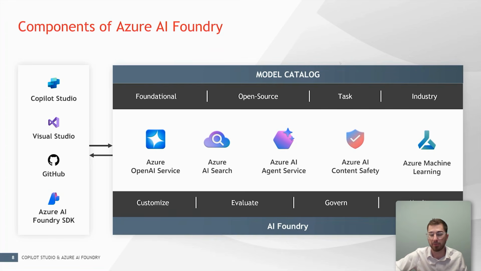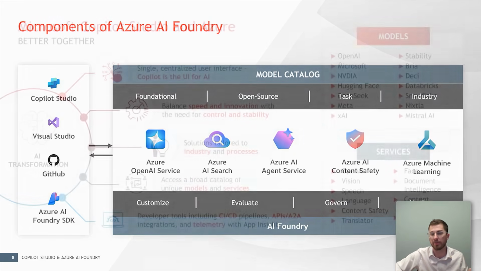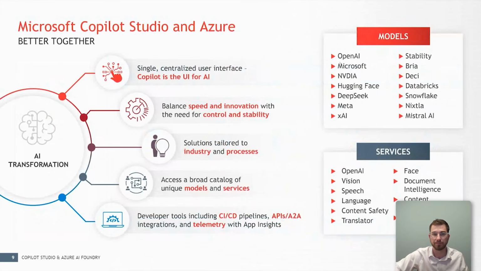You can pull in a breadth of services that are available to you within the Azure ecosystem. And then you can really customize and fine tune the results, putting in the necessary governance and safety controls and monitoring that you think is appropriate for your organization. And really what that means is that these two things work better together, right?